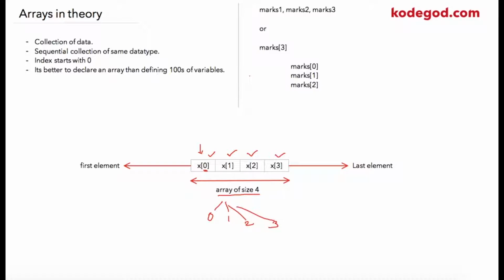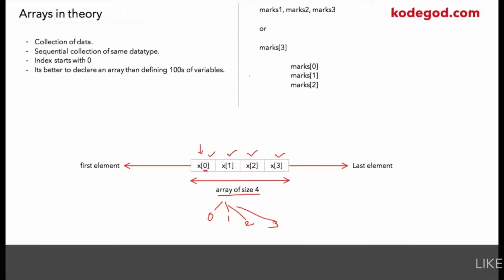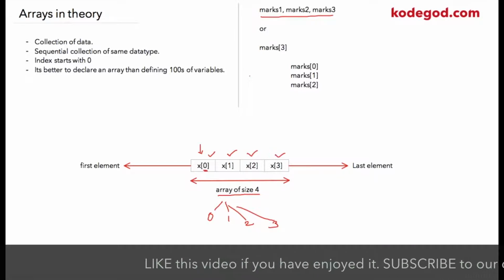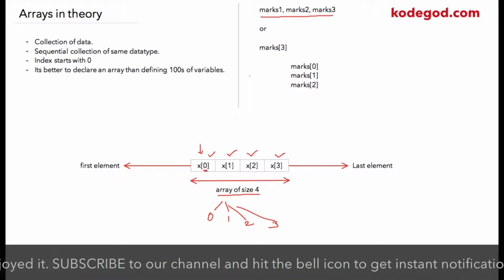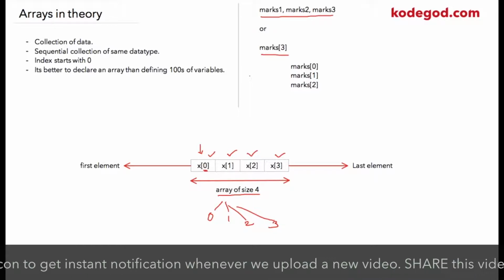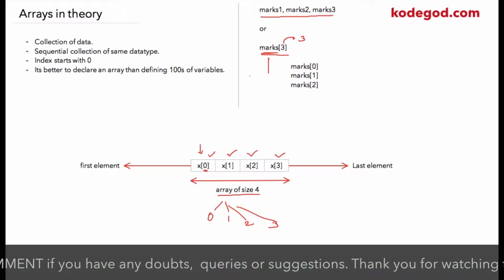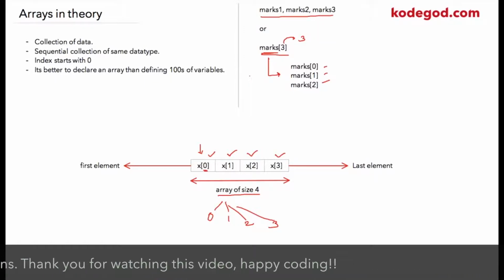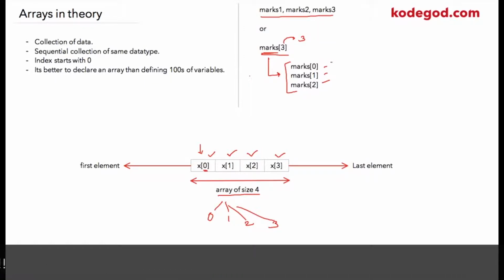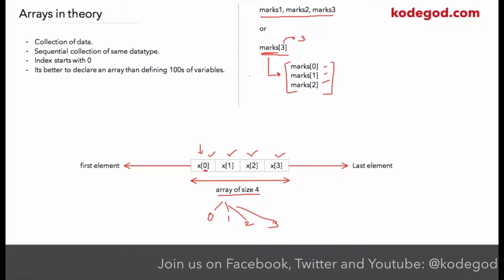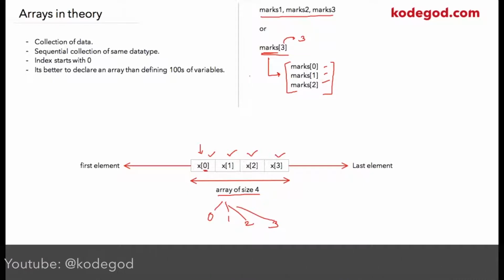So why do we need arrays? Let us take one hypothetical example where you are required to declare hundreds of variables. In that case, instead of declaring those variables like this, marks1, marks2, marks3, you can alternatively use arrays like this. I am declaring a variable marks with a size of 3. So here marks will have these 3 variables as a collection called an array, and all these 3 individual variables can be accessed using their index.